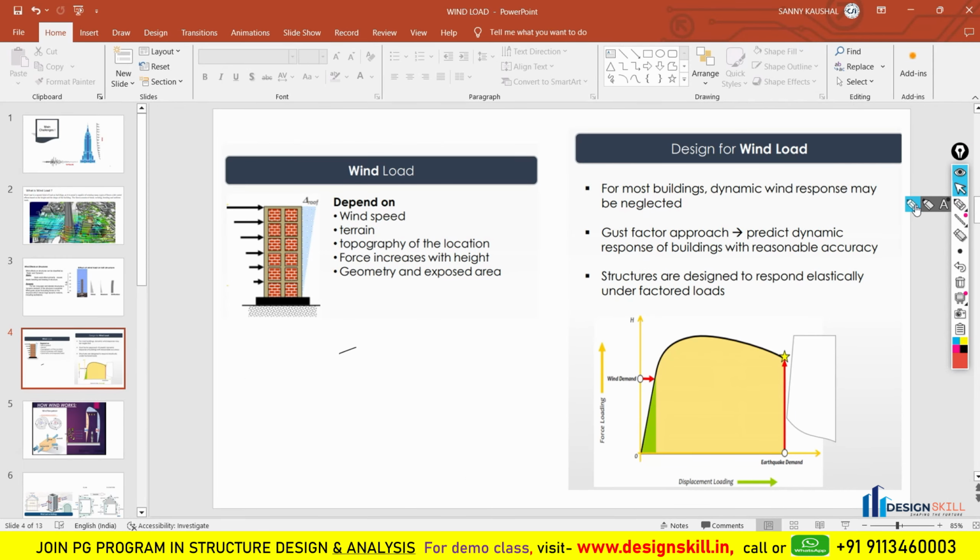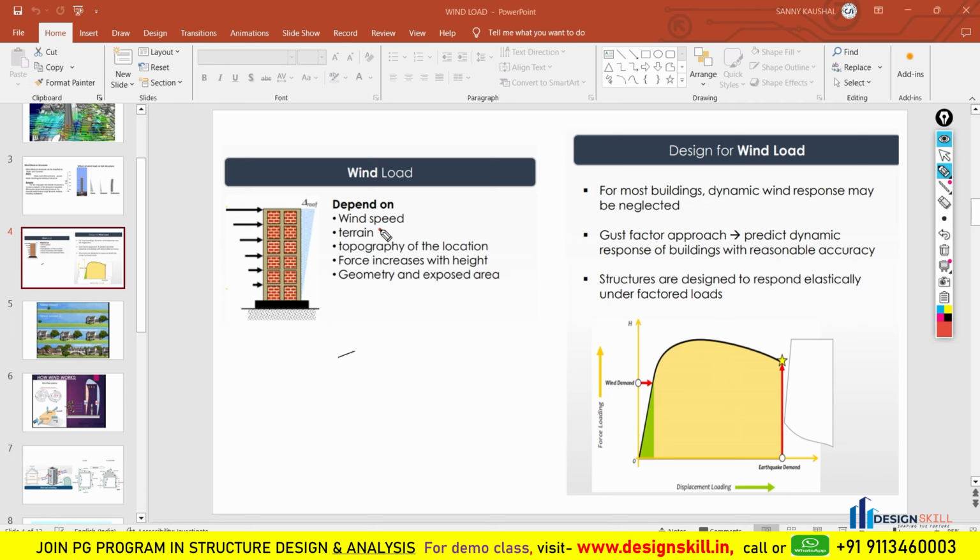Now we have understood what the wind speed is and how we have to see the wind speed for particular cities. Next is terrain. What is terrain? Terrain generally means the nearby situation of that place or the structure which is going to be made on the piece of land. To understand that, terrain has 4 categories: category 1, category 2, category 3 and category 4.